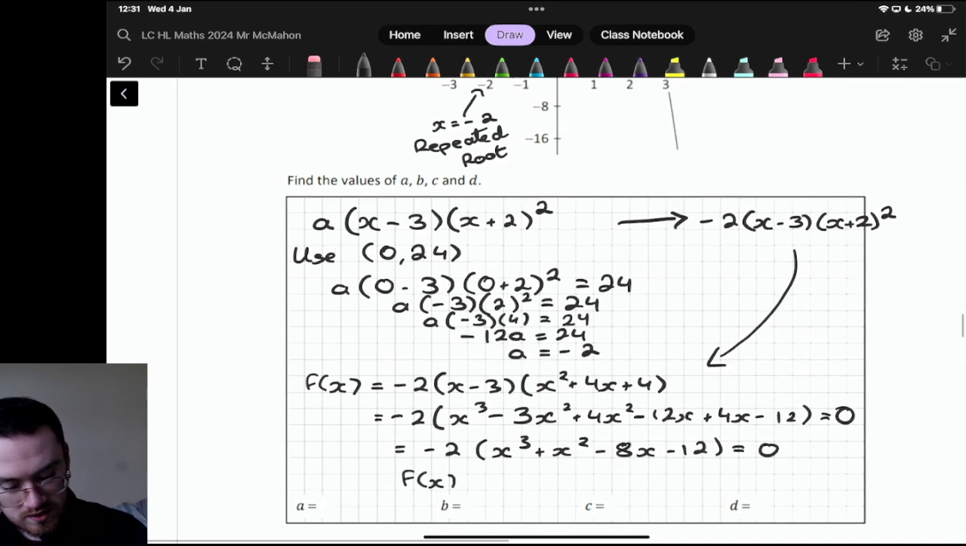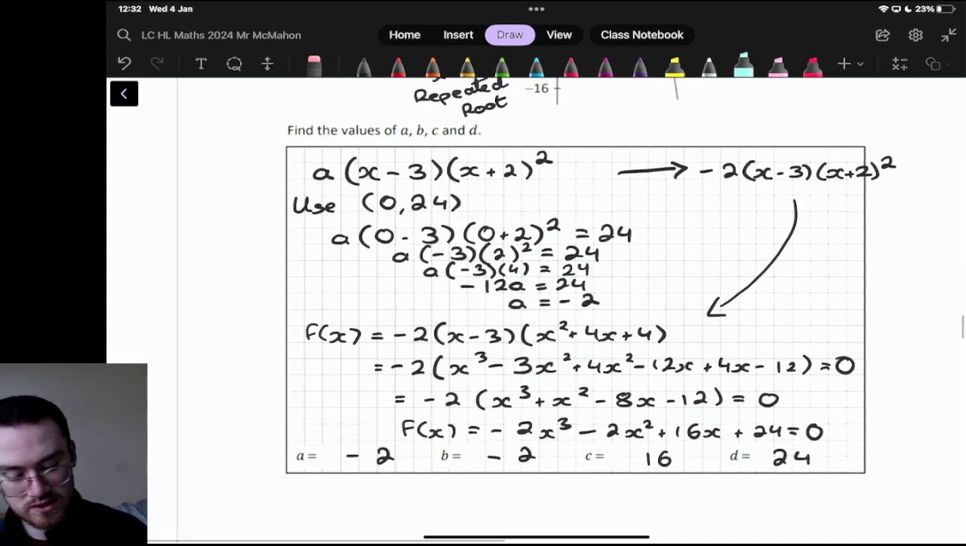I'm just rewriting that now, multiplying across by that minus 2: minus 2x cubed, minus 2x squared, plus 16x, plus 24. So we have that a is minus 2, b is minus 2, c is 16, d is 24. And those are our 4 answers for that one.